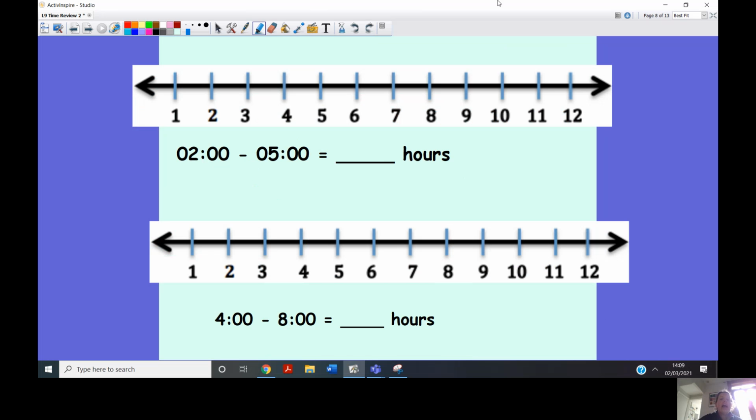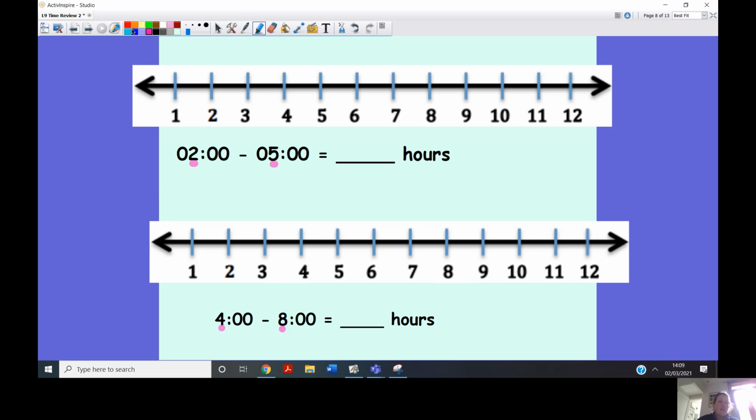Moving on, we are going to recap quickly what we have done this week, and I must say I'm really impressed with your work on durations. So we're going to be looking at durations quickly across the hour. So this is where, for example, we are just going to be looking at the hours. The minutes are not changing. We are just looking at the hours.